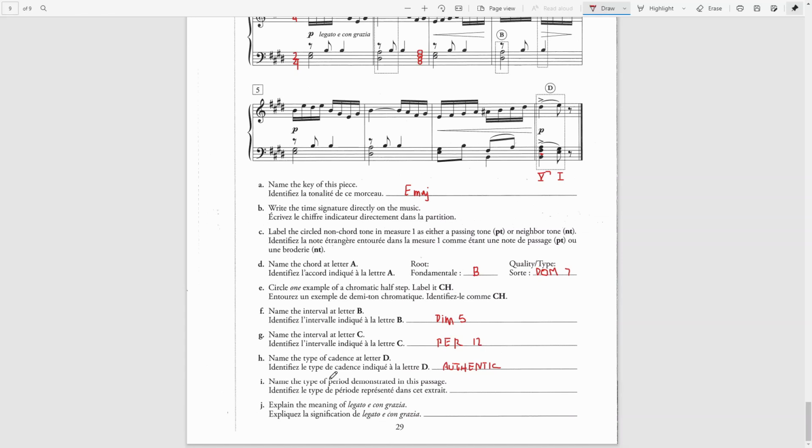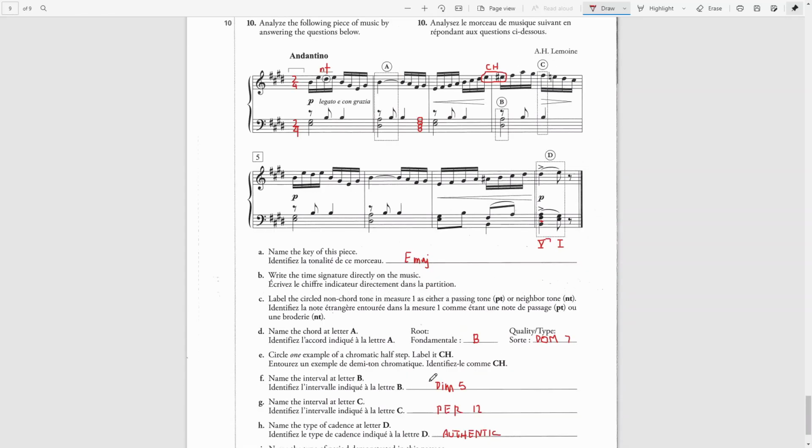Name the type of period demonstrated in this passage. There are two types, parallel and contrasting. This is a parallel period because the melody in the second phrase is almost identical to the first phrase. I think the change is about here, but all this material here is exactly the same as in the first phrase.